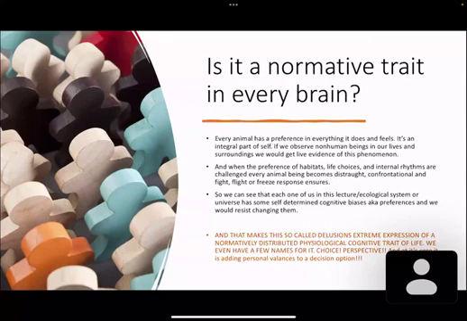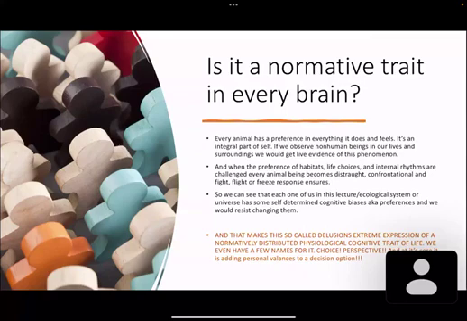Every socio-cultural phenomenon, every historical phenomenon, every phenomenon that we love to say is part of sentience and sentient beings is actually part of our preferences. So we can see that each one of us in this lecture, ecological system or universe, has some self-determined cognitive bias, also known as preferences, and we would resist challenging them.